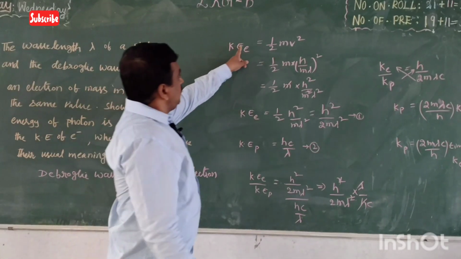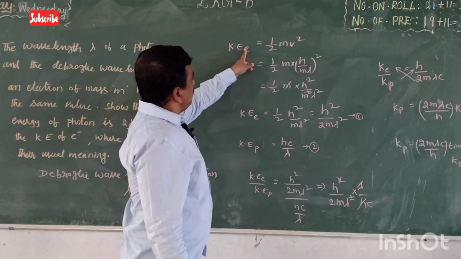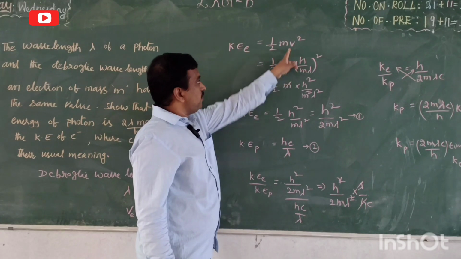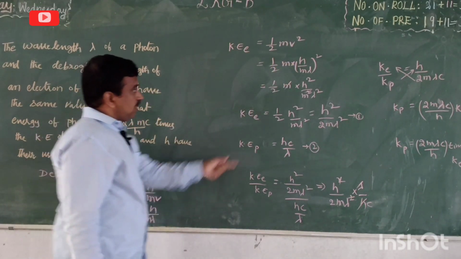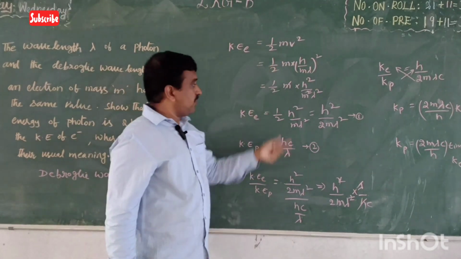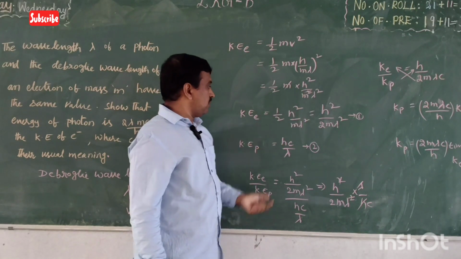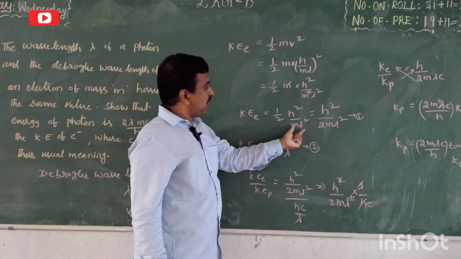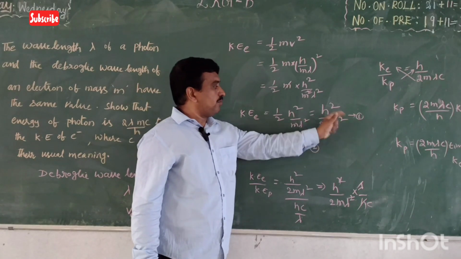The kinetic energy of the electron equals half mv square. Putting in v, half m into h by m lambda whole square, h square by m square lambda square. So the kinetic energy of the electron is half h square by m lambda square, that is h square by 2m lambda square.